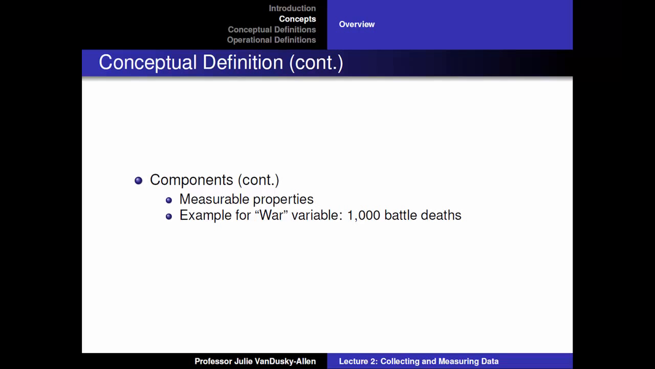The conceptual definition also identifies a concept's measurable properties that we can observe in the real world. Going back to the war variable example, we can observe how many battle deaths there are in a conflict between two countries, which allows us to determine if a conflict between two countries is a war. If there are 1,000 or more battle deaths, we would say there is a war. If not, we would say it's not a war.